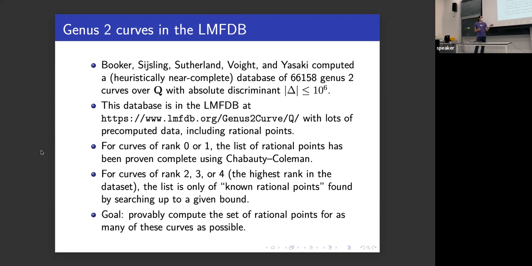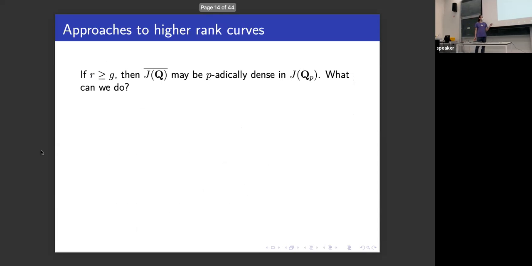So my goal here was to look at some subset of these and to see how far we can get with a certain set of techniques. See how often we can actually compute this set of rational points provably. Well, provably conditional on GRH, as we'll see.